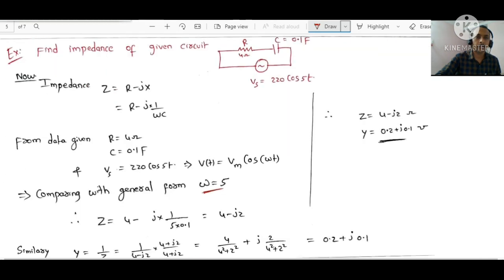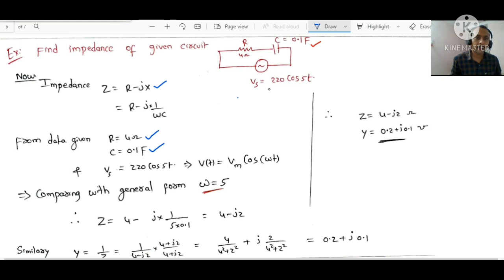Now let me do some small problems. Find the impedance of the given circuit. R is given 4 ohms. Now observe, R and C are in series. Capacitor value is given. Now what about R? As it is capacitive element, R minus JX. But what is Xc? 1 by omega C. R is given 4 ohms. C equal to 0.1 farad.